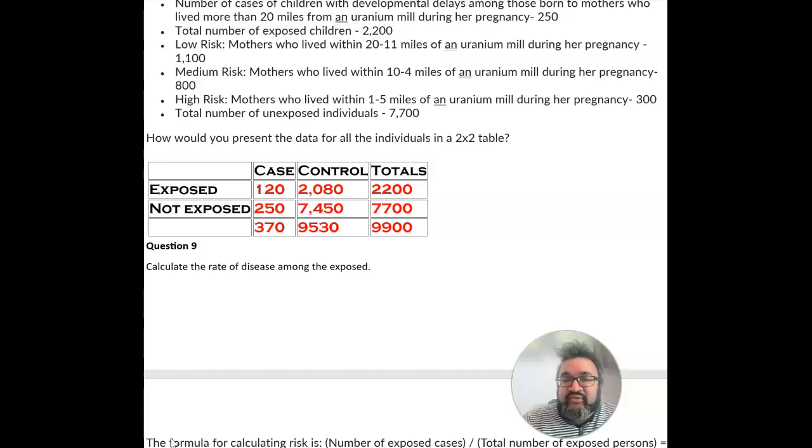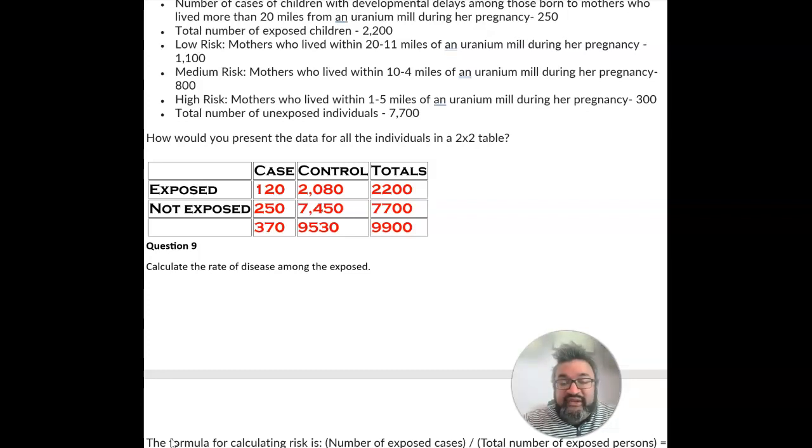So let's go ahead and get started here. The first thing that you want to do, and the reason I have this 2x2 table already drawn out is because this is something that I had gone over in a previous video. So if you wanted to take a look at where I got these numbers from, you can take a look there. Question number 9 is actually the first part of how you calculate relative risk.